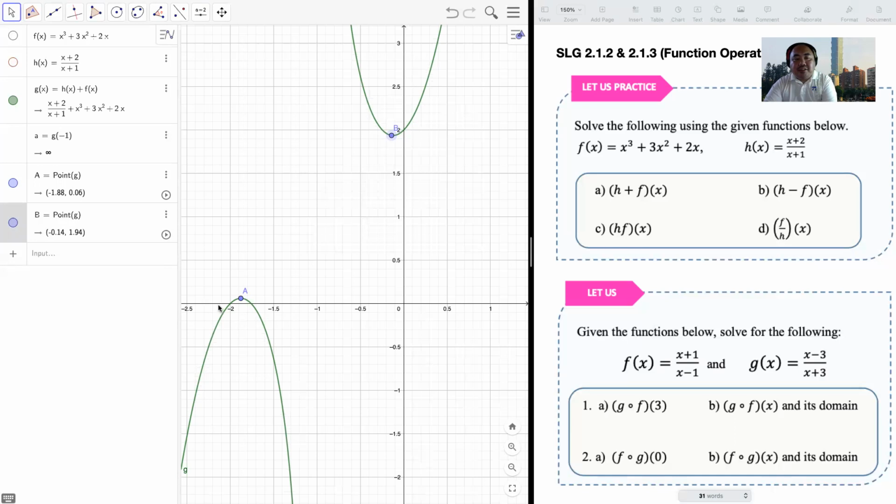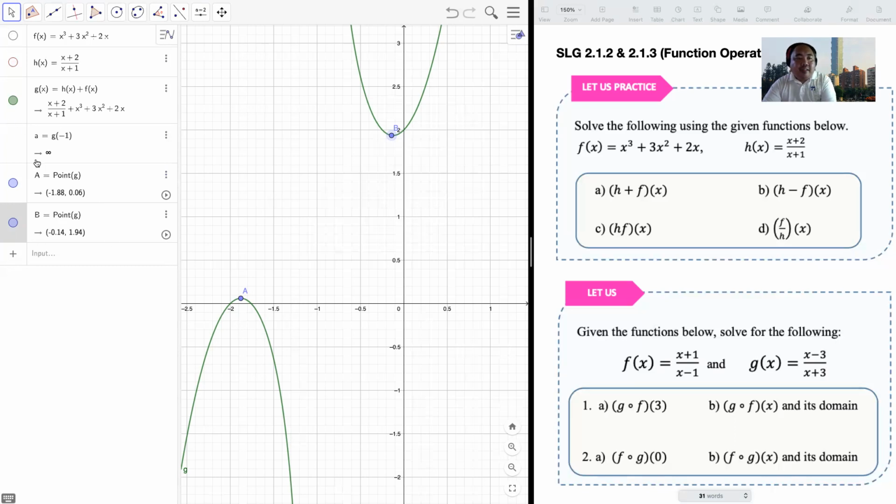So 0.06 and 1.94, this function does not have any y value within this interval 0.06 to 1.94. But beyond that, below 0.06, this function has a y value which is below 0.06, and this function also has a y value above 1.94. So again, you're able to get these from the trace of the new function h plus f.